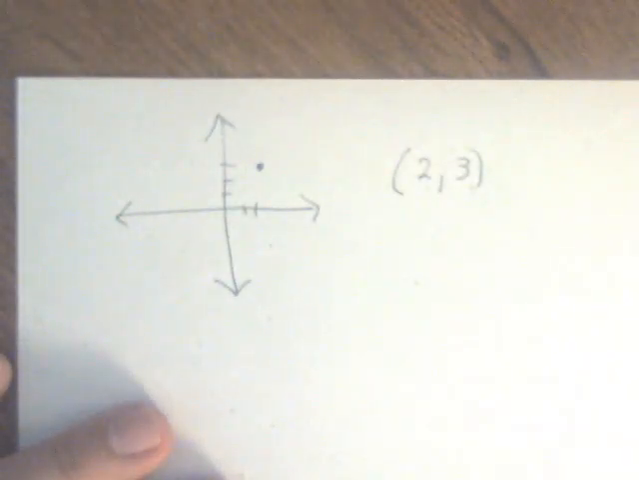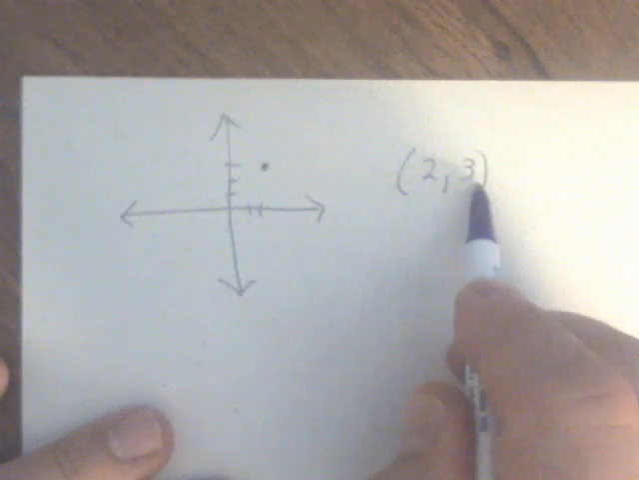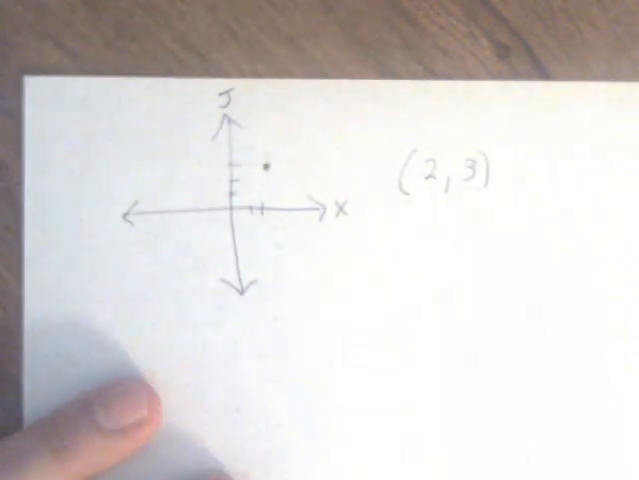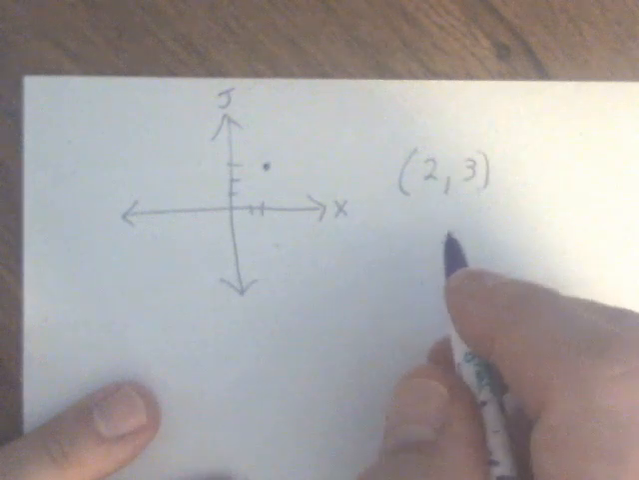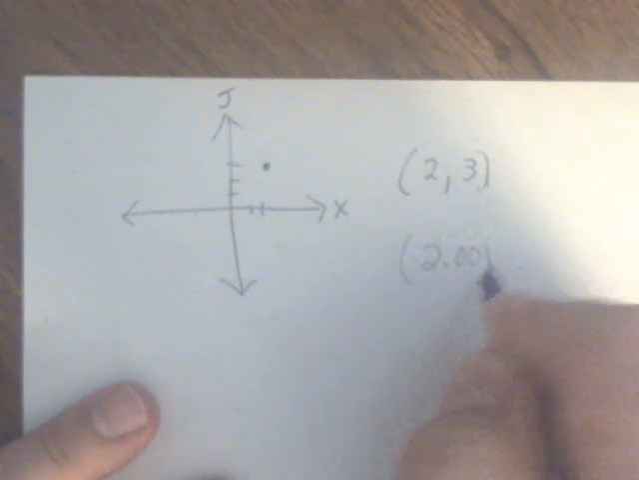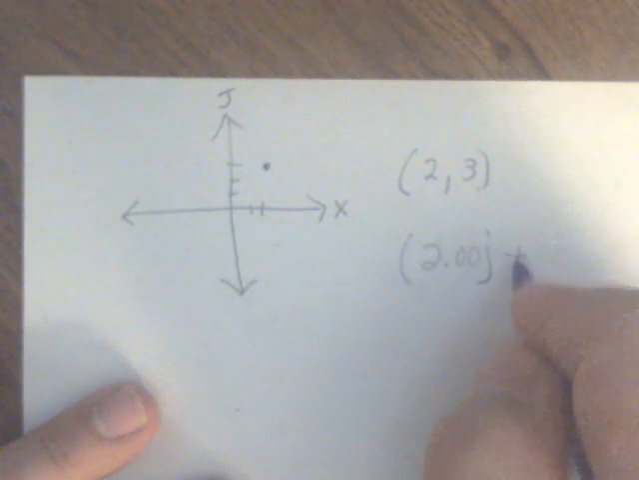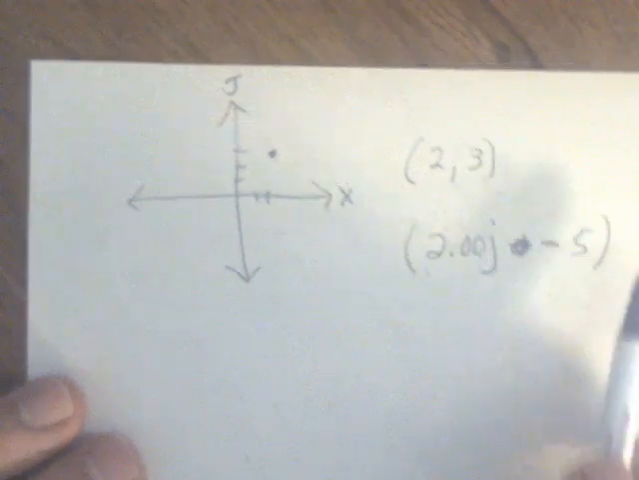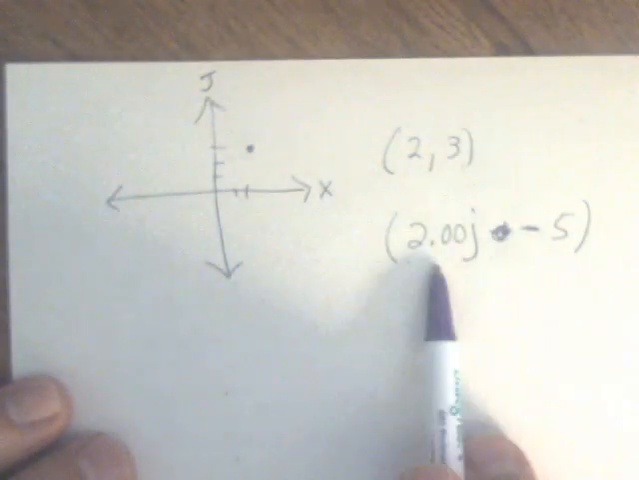For phasors or vectors, however you want to call it, we kind of do the same thing, except this is your x-axis and here is your imaginary or your j-axis. So a lot of your numbers are written maybe like this: 2.00j minus 5. Okay, so this looks nothing like this point, and it's kind of backwards.